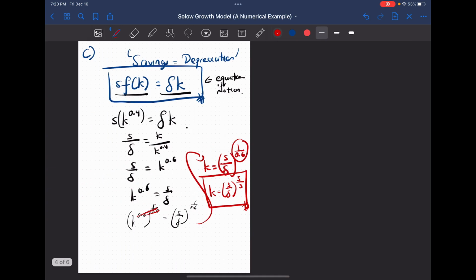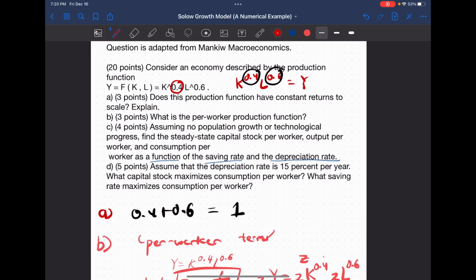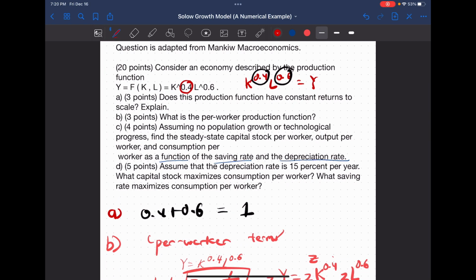And the last part is essentially here. Assume that the depreciation rate is 15% per year. What capital stock maximizes consumption per worker? What saving rate maximizes consumption per worker? So if you see something that maximizes consumption, that is referring to the golden rule of capital, right? Golden rule of capital is a condition where the consumption is maximized in the economy.